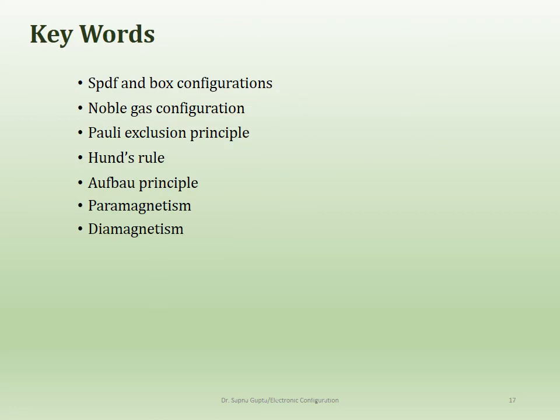So finally, from this chapter, you should know how to do the SPDF notations, the box configurations, and noble gas configurations, and know the 3 rules as to how we fill them out. And yes, you have to know what Hund's rule and the Aufbau principle are. Of course, you're using them to fill these configurations, but you also have to know what each of these is. You have to know paramagnetism, and you have to fill out the configurations of cations and anions and all sorts of configurations. That's this part of this chapter.